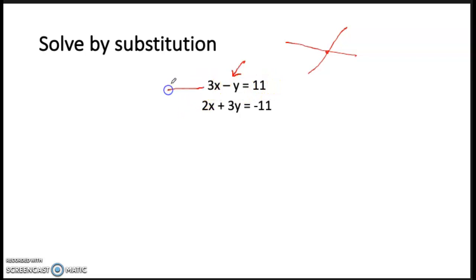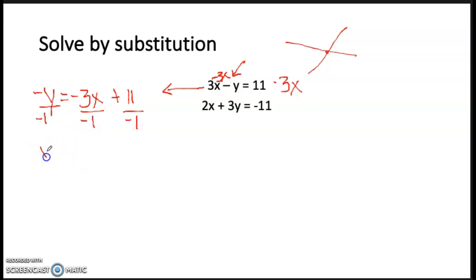I can take this equation off to the side. I can subtract 3x on both sides of the equation, and I would end up with negative y equals negative 3x plus 11. And then I would divide by negative 1 to make that y positive. And so positive y equals positive 3x minus 11.